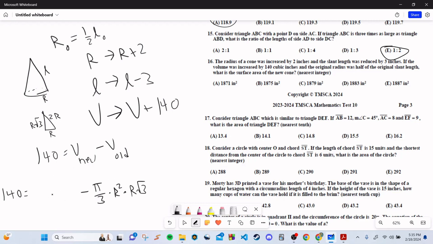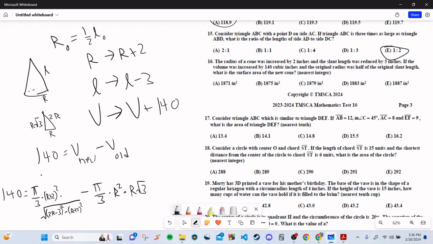Okay, and so for the new volume, that's going to be pi over 3 times, so our new r is r plus 2, so that's squared, times the new height, which we need to calculate. You have to do Pythagorean theorem. So that's our original slant height minus 3 squared, because this is the new slant height squared, minus the new r squared, which is r plus 2 squared. So this is the new height. Now everything is in terms of r.